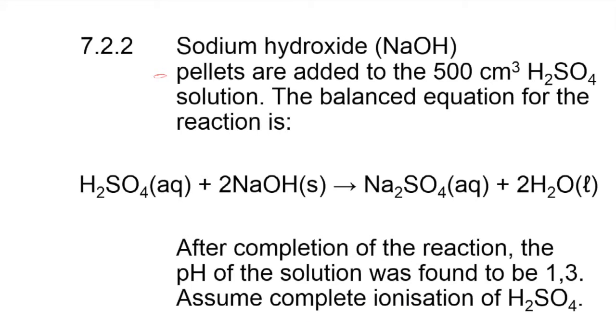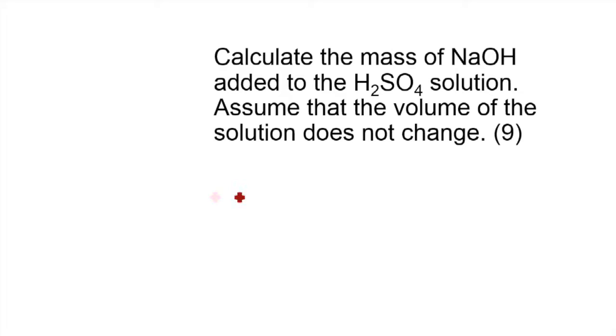When you talk about complete ionization, you are saying we have H2SO4 giving 2H+ and SO4 2-. That's what we mean by complete ionization. Now, what are we talking about here? The main thing we need to do is calculate the mass of sodium hydroxide added to the sulfuric acid solution. Assume that the volume of the solution does not change. Remember, the volume given was 500 cubic centimeters.